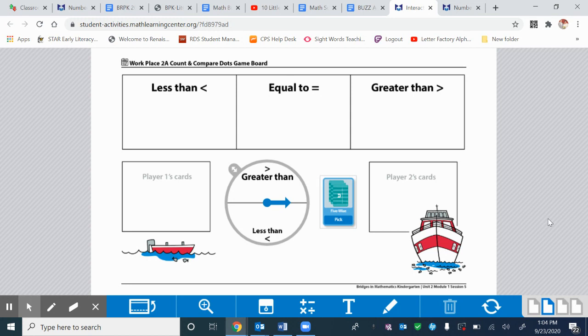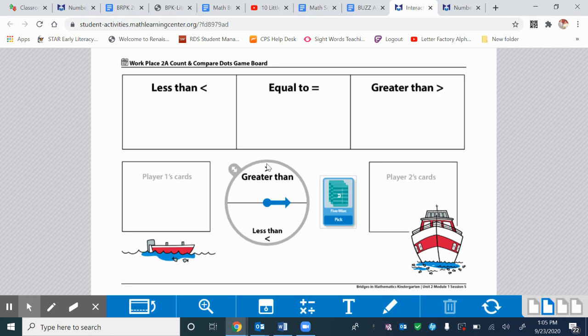Maybe there's some things that you're not sure about or that you haven't seen yet. So I'm going to show you some of those things now. Let's start at the top. Over here, this says less than, and this is the symbol for less than. This is equal to, and there's the sign for equal. And this says greater than, and this is the sign for greater than.